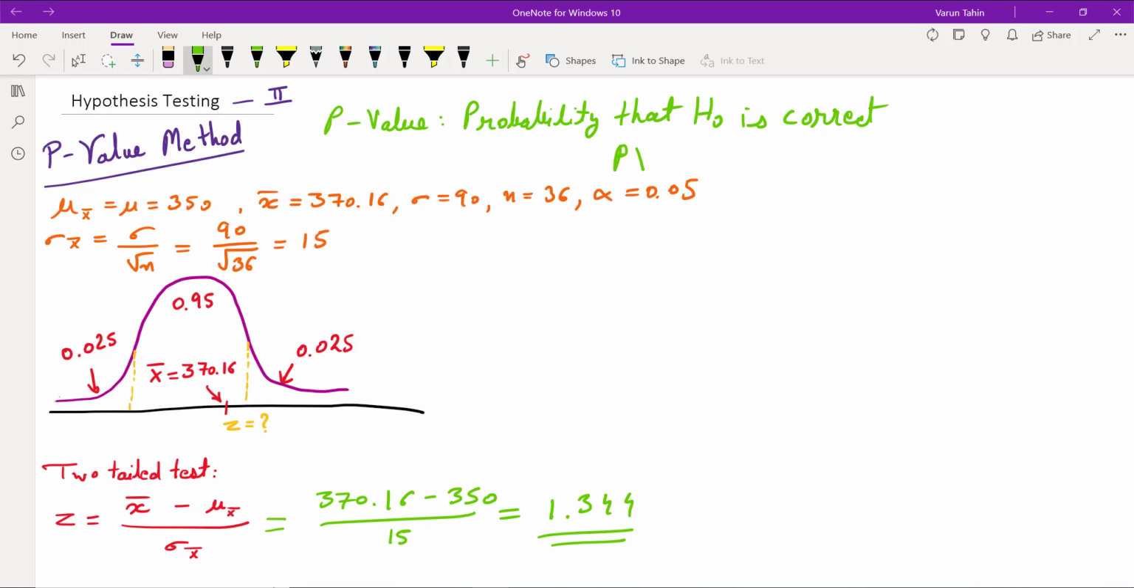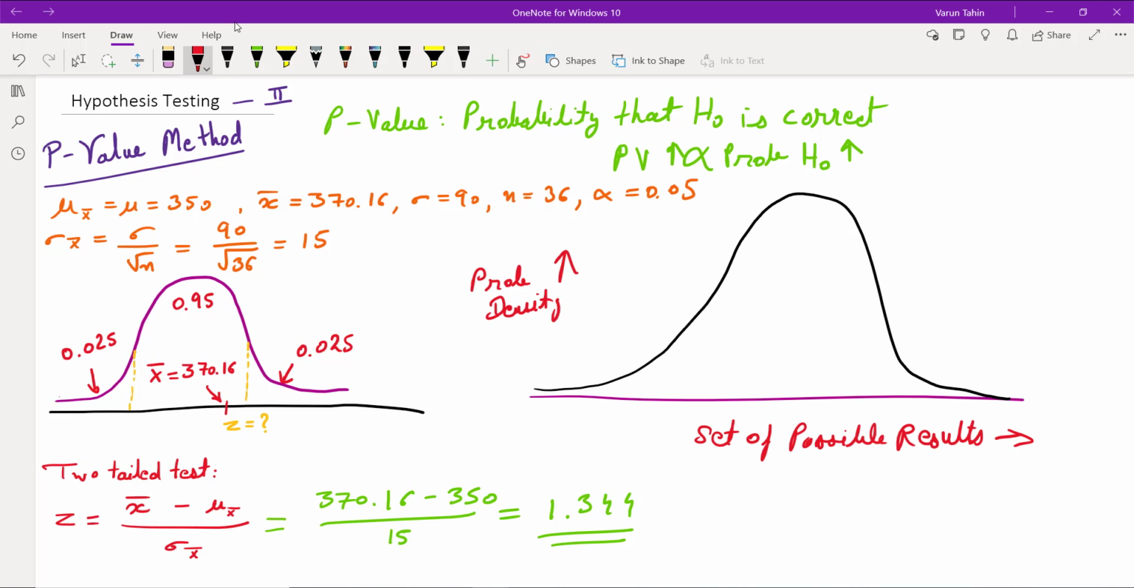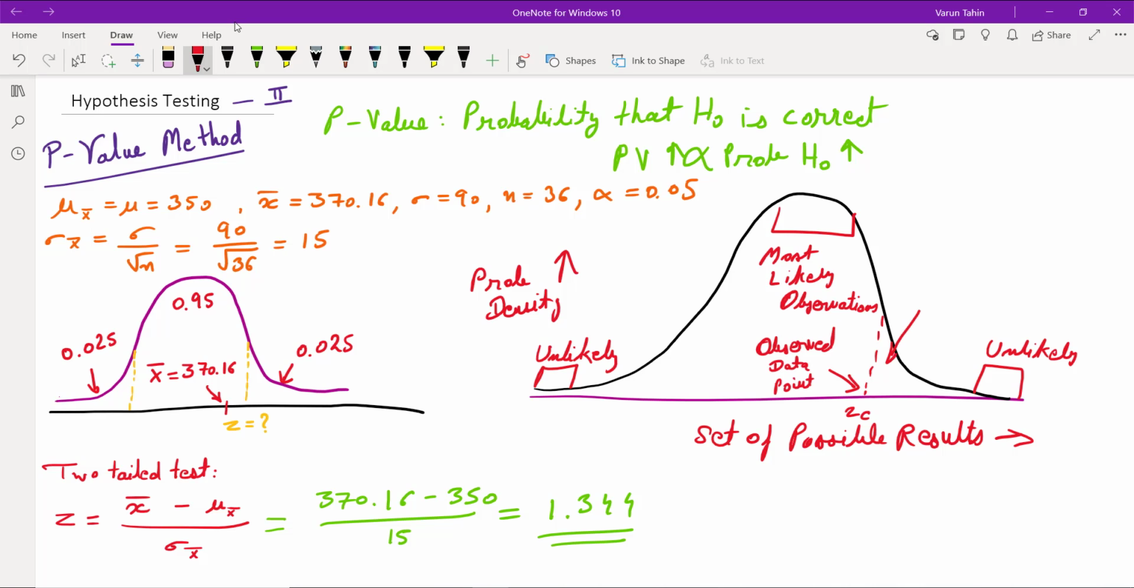So here the p-value denotes the probability that the null hypothesis is correct. If the p-value is higher, the probability of the null hypothesis will also be higher, so this is a direct relationship. The other difference is that the p-value calculates the Z score for the sample mean instead of the critical points in the critical value method. We can understand this with the help of this figure, where the y-axis is probability density and the x-axis denotes the set of possible results. These regions are very unlikely regions, whereas this region is the most likely region. Let's say that this is the ZC or the Z score, which is the observed data point. So the p-value will be denoted by this region.